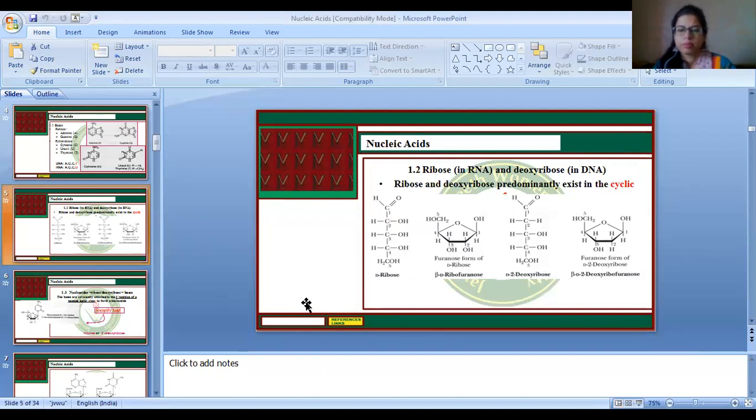One basic difference is about the pentose sugar. In RNA only ribose sugar is present, but in DNA deoxyribose sugar is present, and the hydroxyl group is absent at the second carbon. Here you can see the difference. In ribose sugar, the second carbon has a hydroxyl group. On the other hand, deoxyribose sugar does not have any hydroxyl group at the second carbon. This is the ring form structure of ribose sugar and deoxyribose sugar.